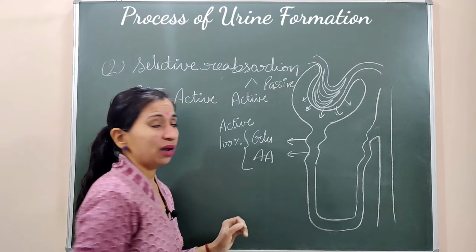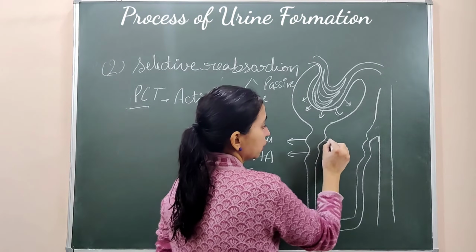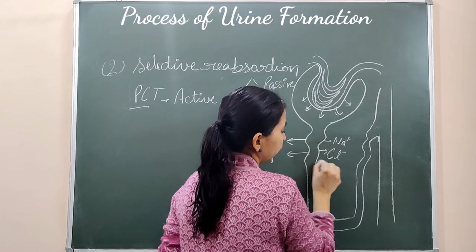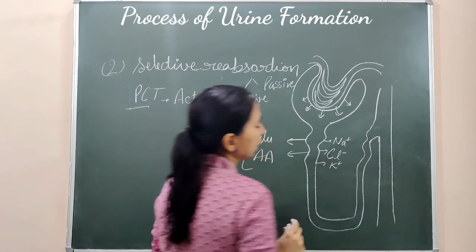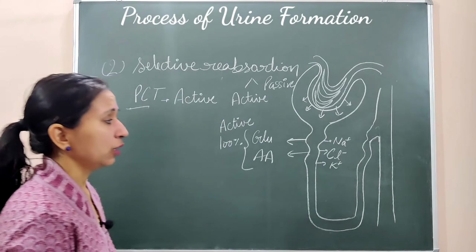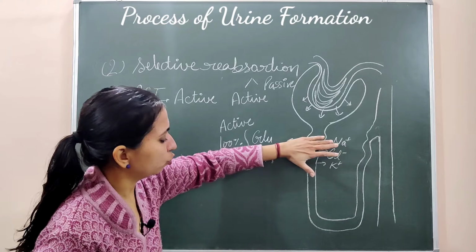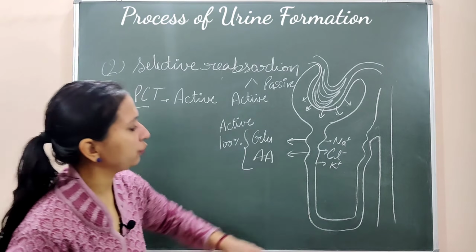Except these, the salts we saw, that is sodium ion, chloride ion and potassium ion, will also be reabsorbed in the PCT region, almost 70 to 75%. Sodium ion gets absorbed up to 70%. Potassium ion, 75%.